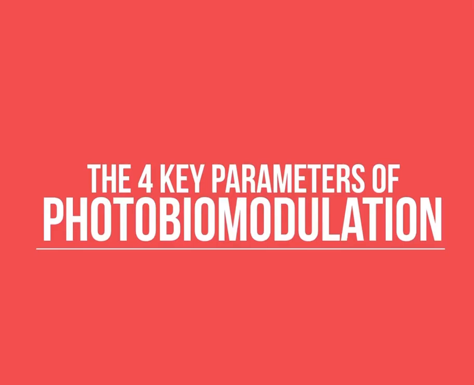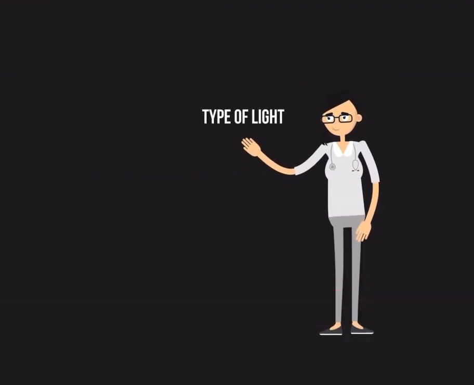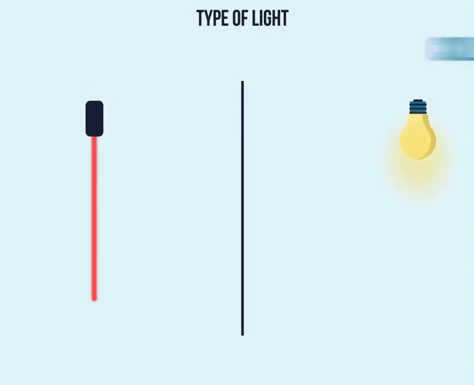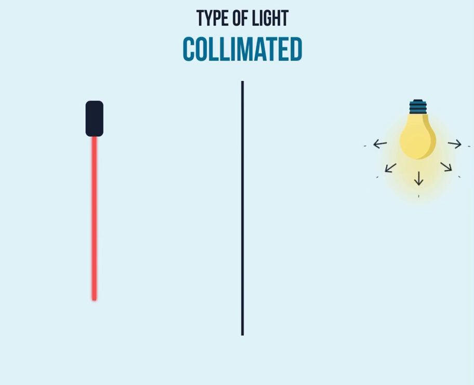Relies on 4 key parameters of laser technology. The first, the type of light, of which there are 3 distinct characteristics that differ it significantly from ordinary light. First, it's collimated, meaning it's focused in one direction as opposed to ordinary light, which scatters.